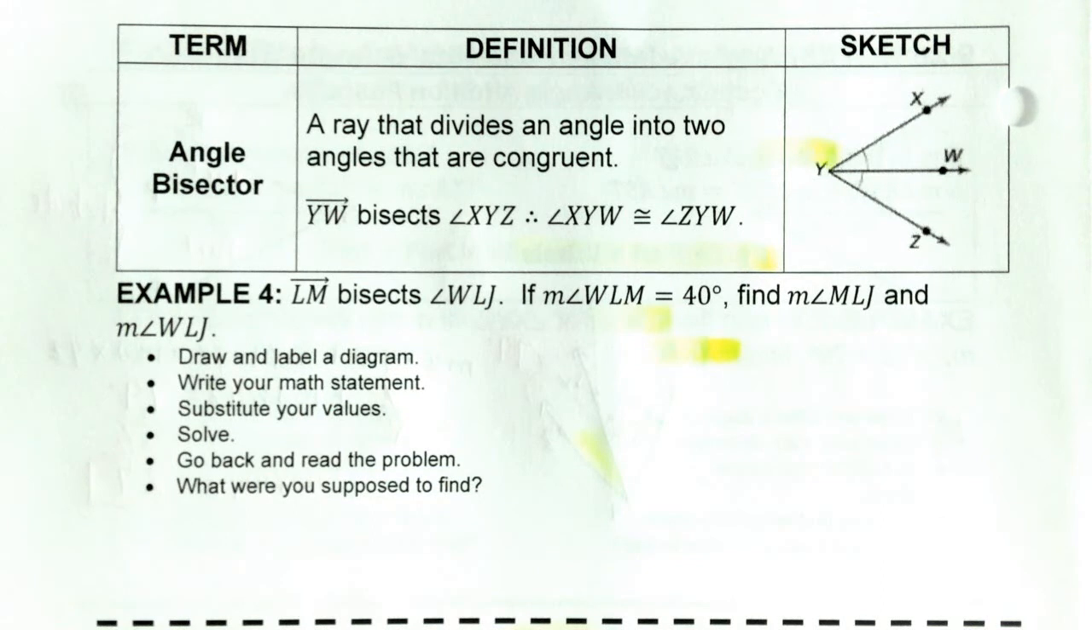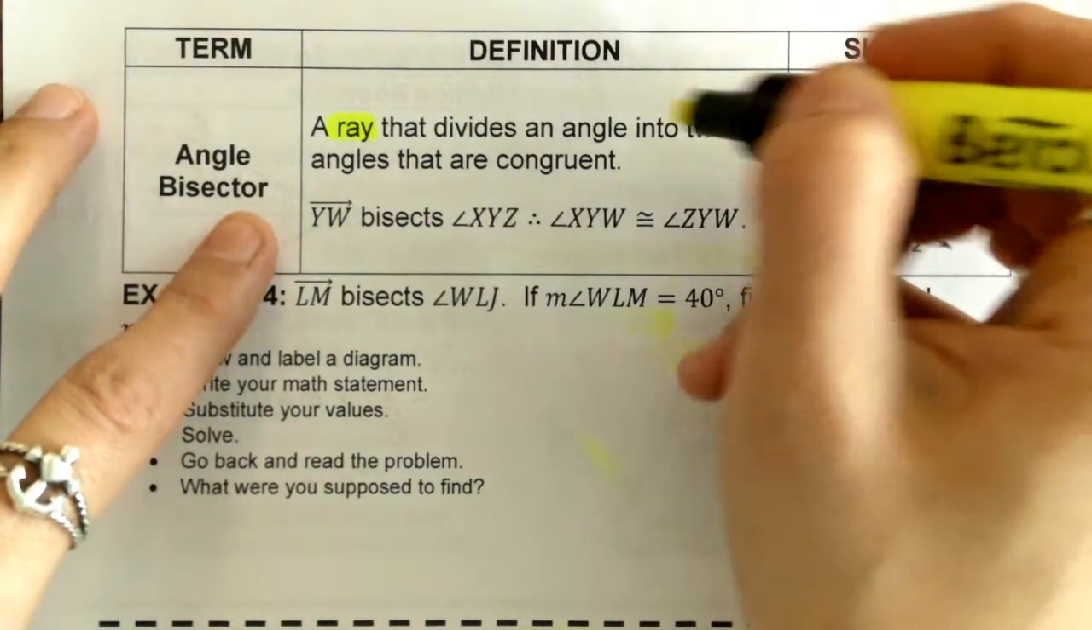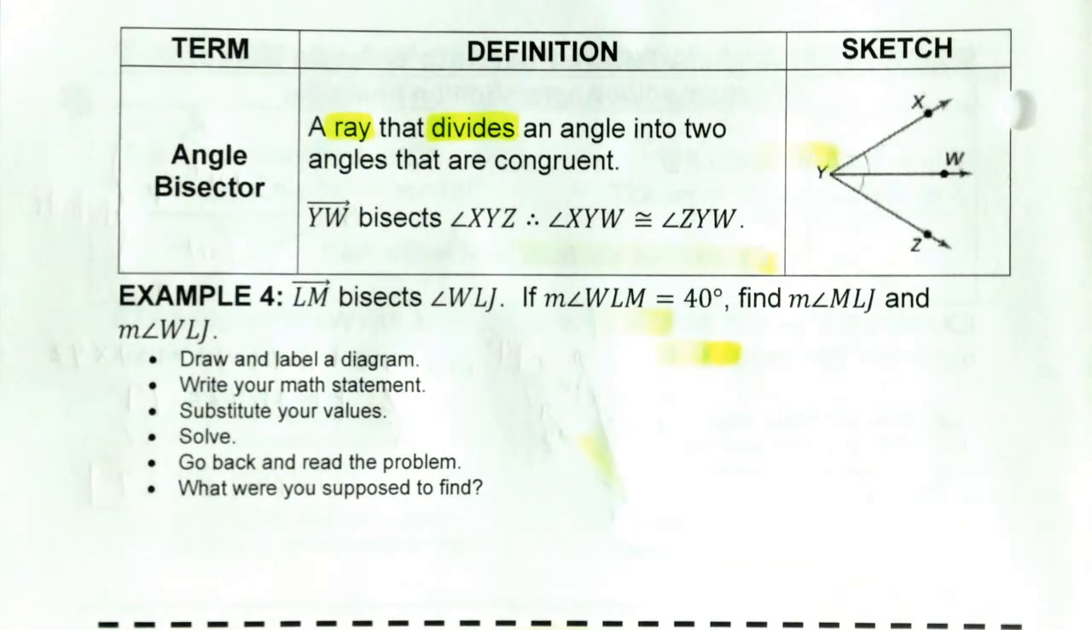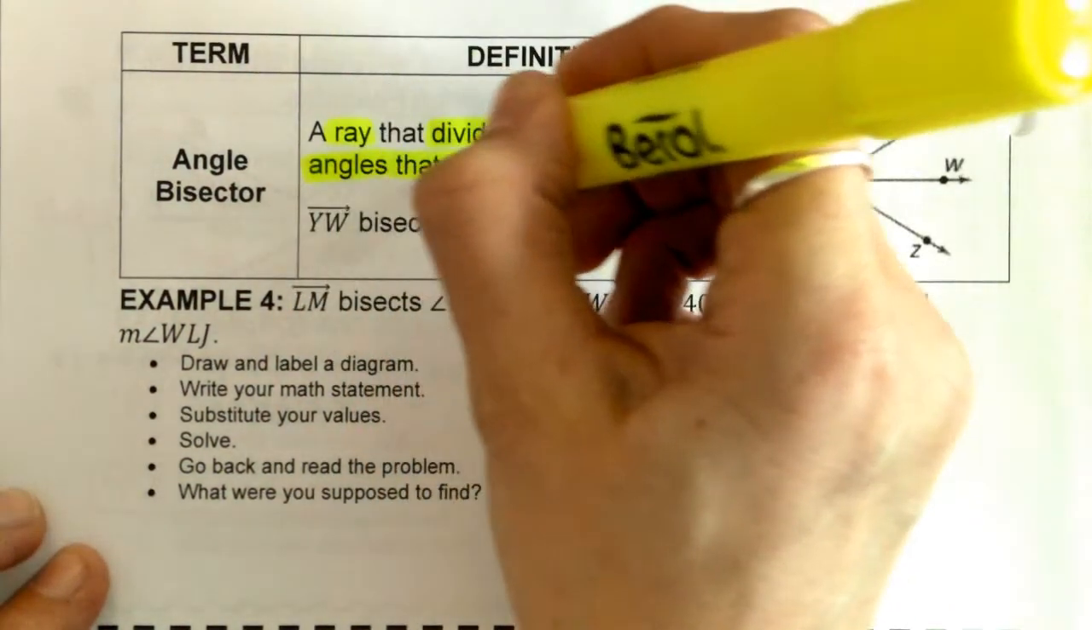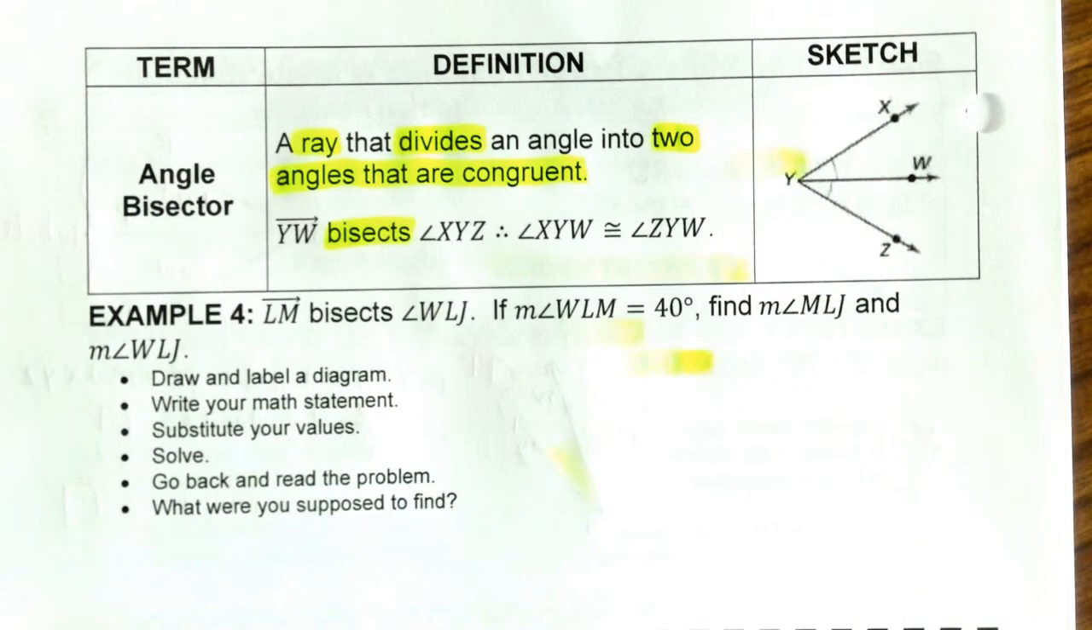With an angle bisector, we're going to have a ray that divides an angle into two congruent angles. It says two angles that are congruent, but it's going to cut that angle directly in half. So when we see that ray, we see that word bisects, we want to make sure that we highlight that so we understand we have now two congruent angles.